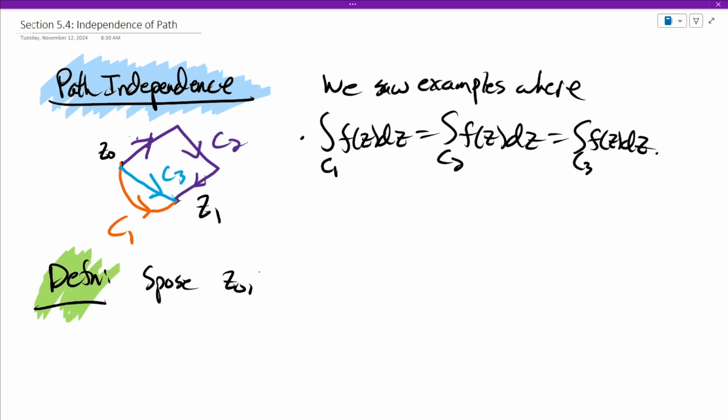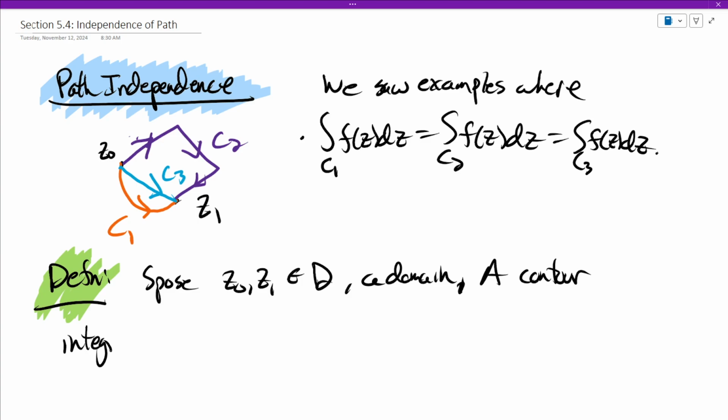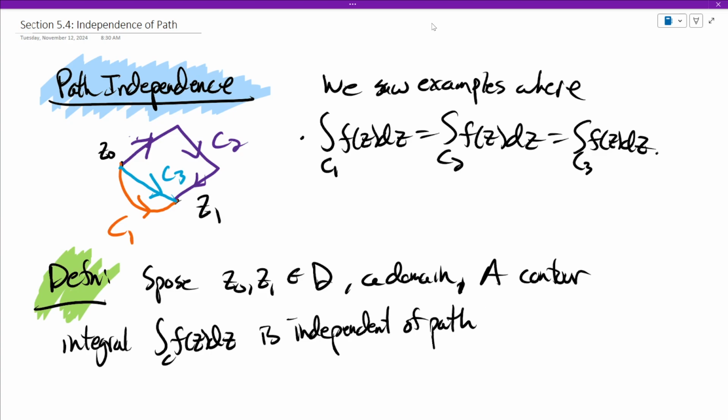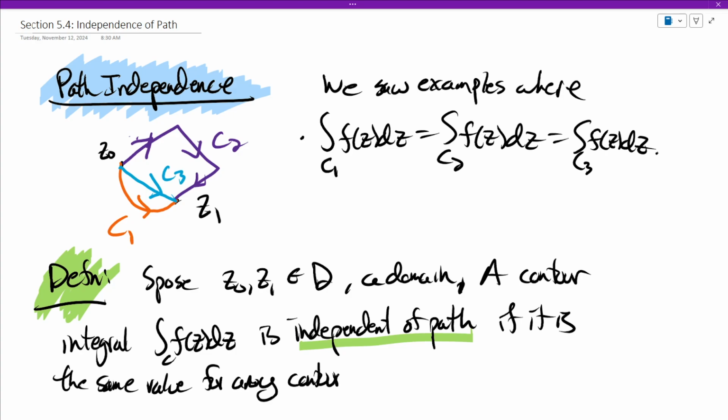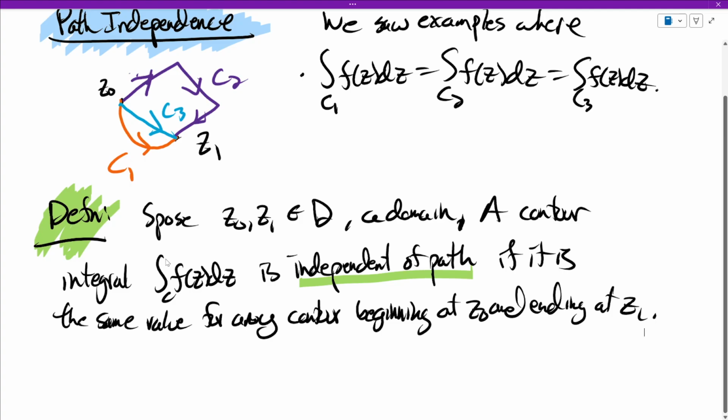Suppose that z0 and z1 are in a domain. We say a contour integral over c of f of z dz, where c begins at z0 and ends at z1, I'll clarify that in a second, is independent of path if it is the same value for any contour beginning at z0 and ending at z1.